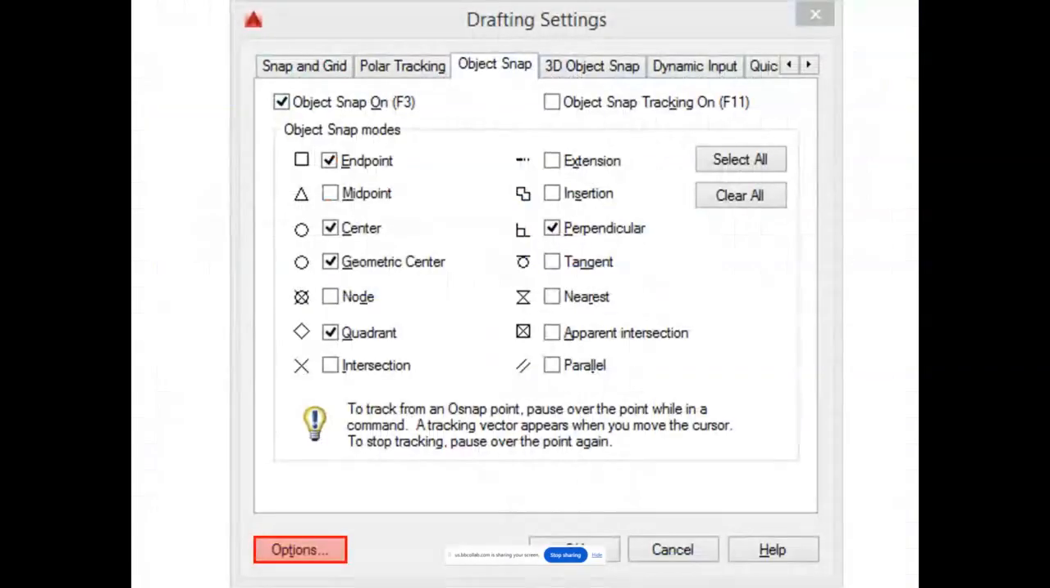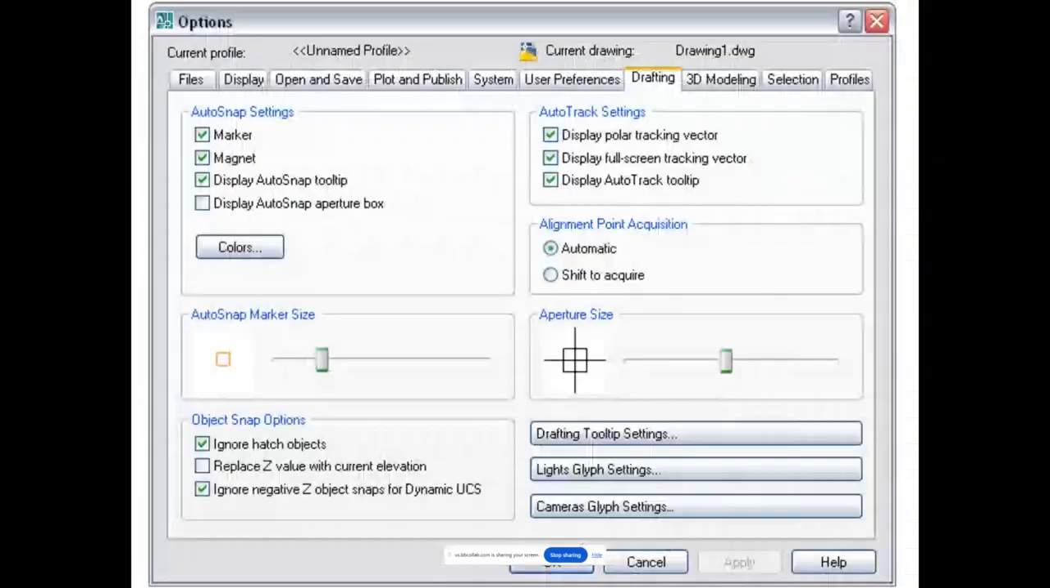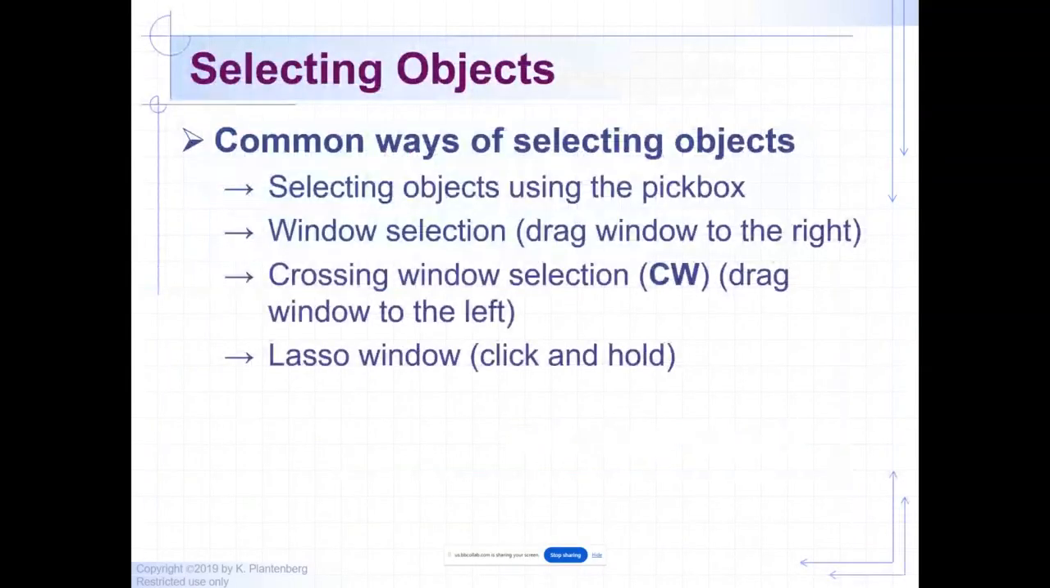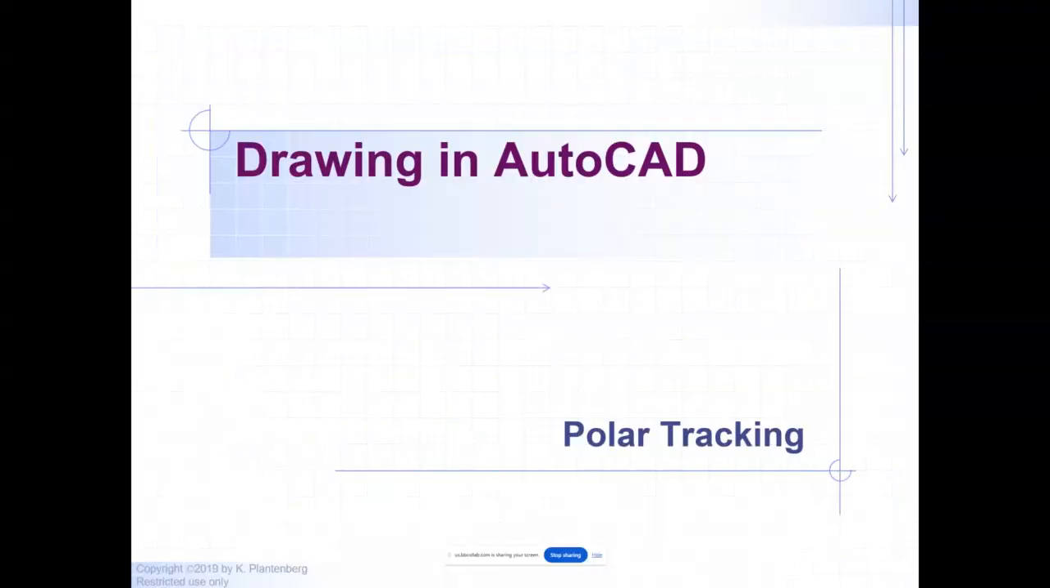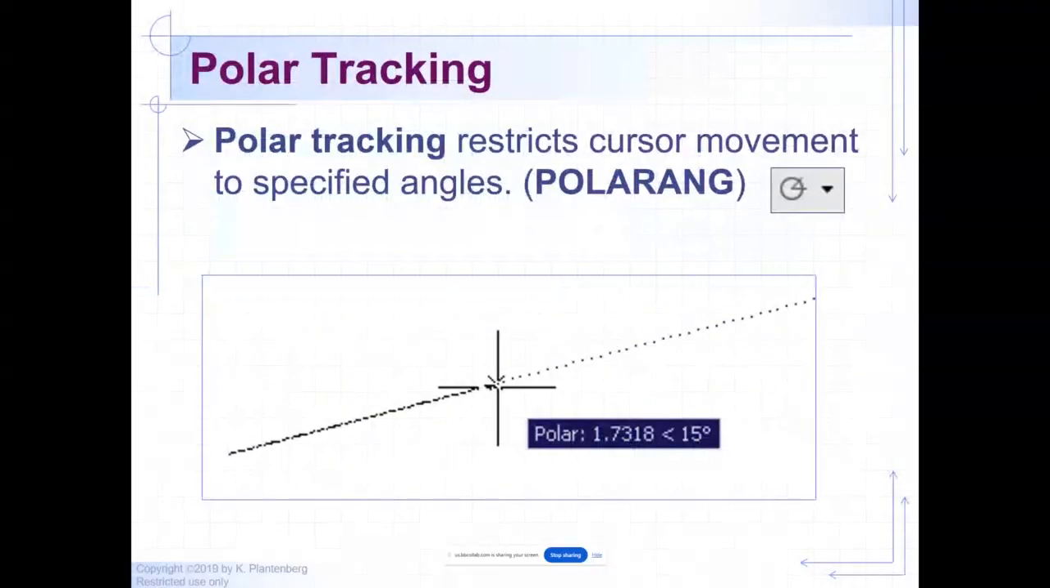Anyway, and you can also get to them under drafting settings, which has some other stuff we can do as well. We'll worry about that later. All right, selecting objects, polar tracking. Aha, polar tracking. So when I started drawing, there was this thing called ortho.